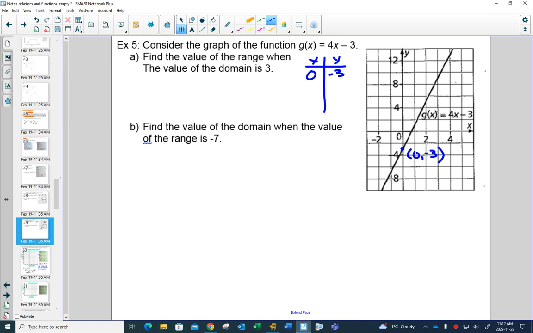When you type in x is 1, 4 times 1 minus 3 would be 1, and that point is on the line. We're on the page before. We just hadn't done example 5 yet.